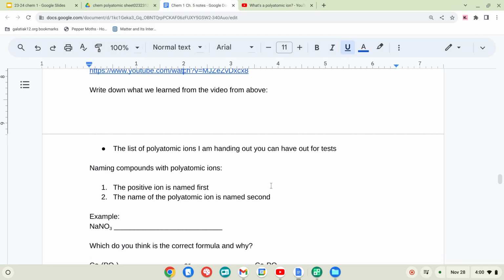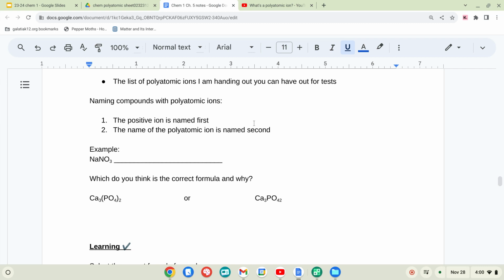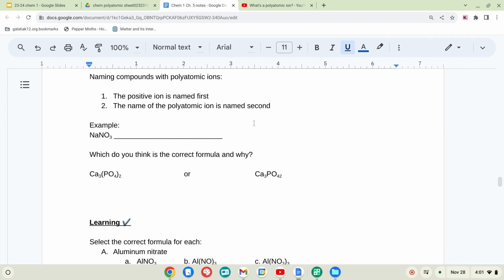Alright, so if you write down what you learned from the video above, the big thing would just be that you can have something called a polyatomic ion, which is just many atoms that bond together. We can have differing numbers of protons and electrons, which gives it a charge. Now, almost all of them are negative, except for that one positive one we saw. So once again, this list you will want to keep. I will have extras on the back door, but you'll probably want to keep this out. We'll be using it quite a bit. We use this even in chemistry too.